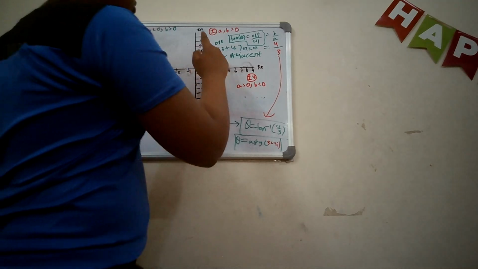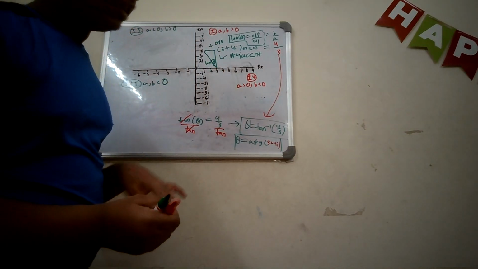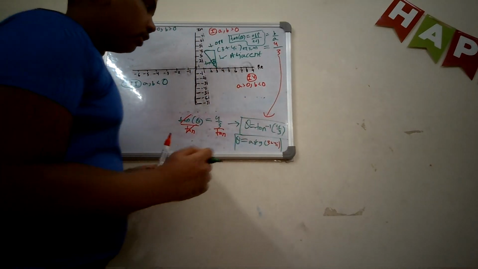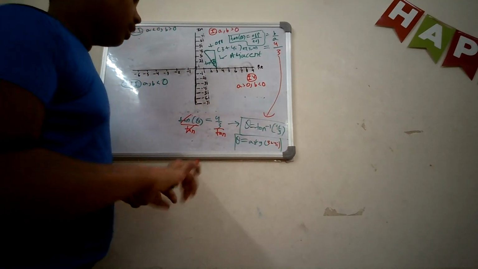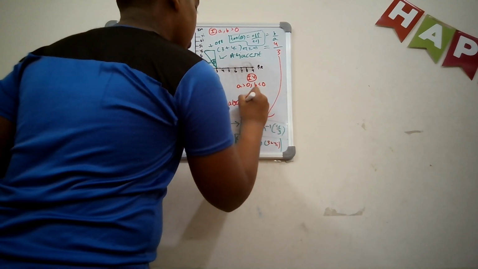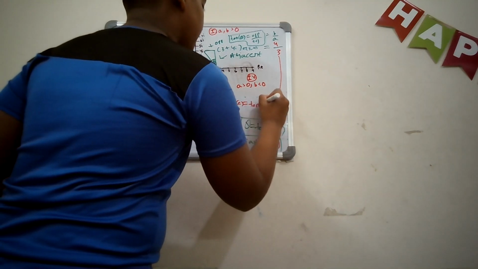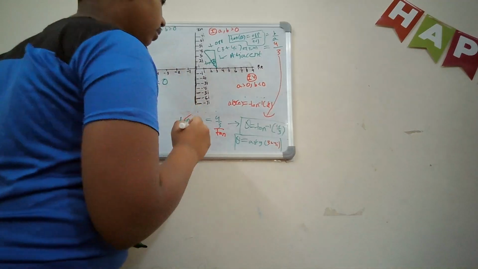Now this was just with quadrant 1, where a and b are greater than 0. But this is not the same for every quadrant. So the general formula is that the argument of a complex number is equal to tan minus 1 of b over a. This is the general formula.